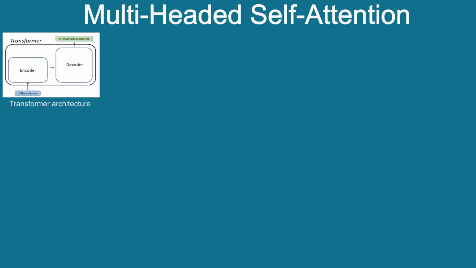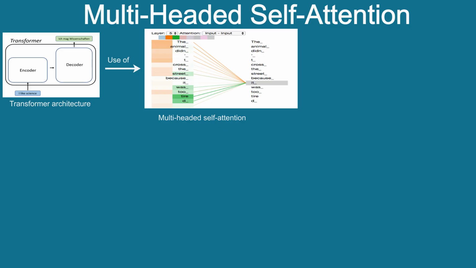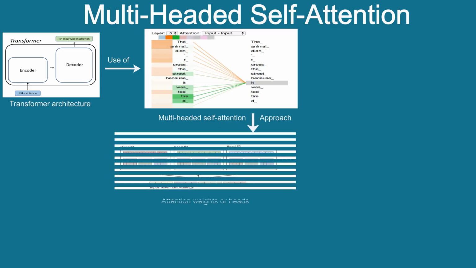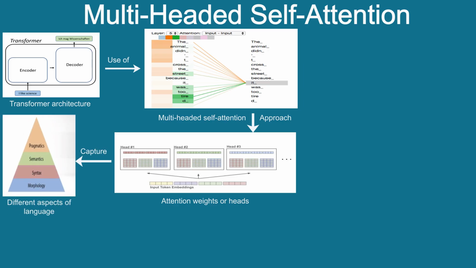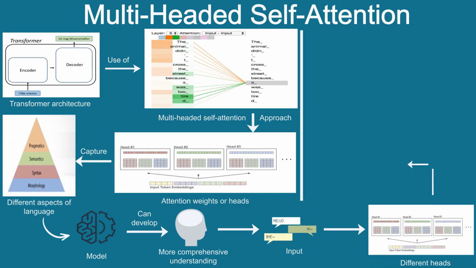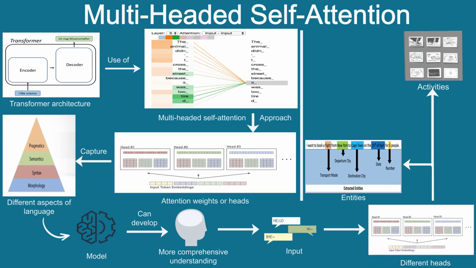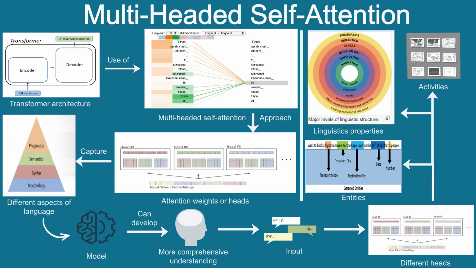Multi-headed self-attention. Another important aspect of the transformer architecture is the use of multi-headed self-attention. In this approach, multiple sets of attention weights, or heads, are learned in parallel, each capturing different aspects of language. This way, the model can develop a more comprehensive understanding of the input, with different heads potentially focusing on entities, activities, or other linguistic properties.